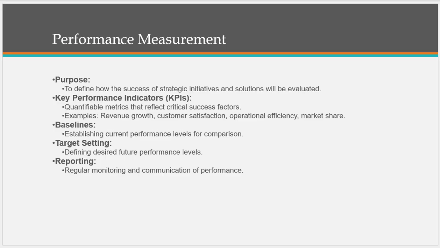Then the baseline, which establishes the current performance level for comparison. Yes, obviously we should define the baseline. So the performance metric evaluation should always be beyond the baseline, not at the baseline. Then we set the target: how much target we are going to measure. If we achieve the target, we are at 100%, performing very well; less than 100%, or we go above the target, then we are performing excellently. We define the desired future performance level, and reporting, regular monitoring, and communication of performance. All these things are in the performance metrics. So let's move on to the next slide.